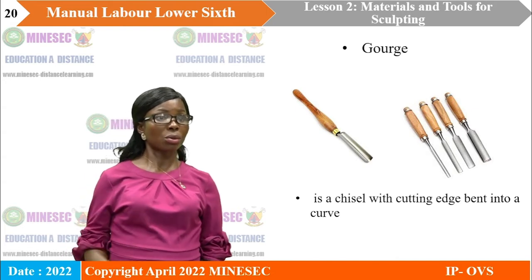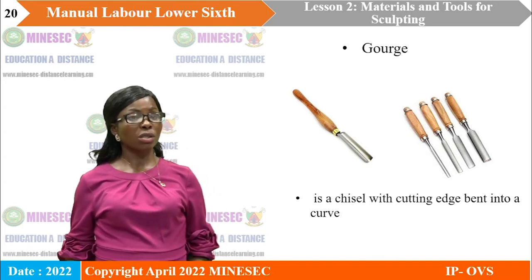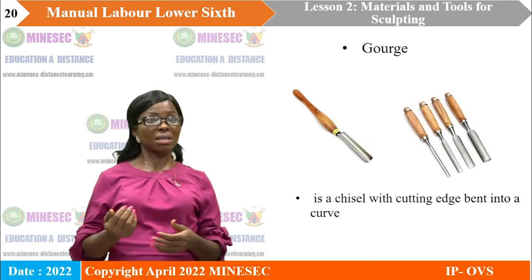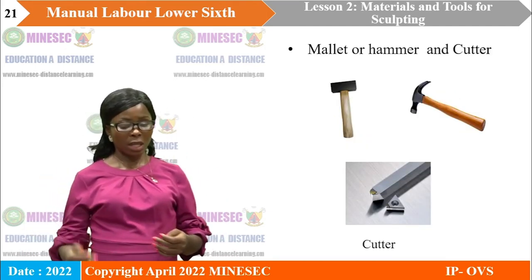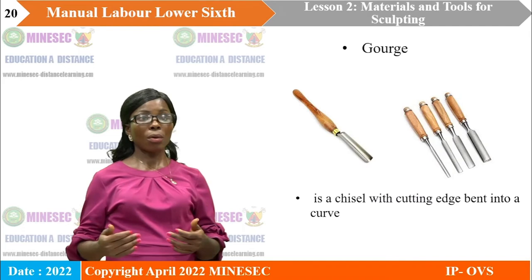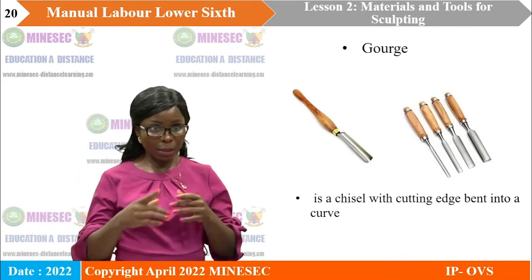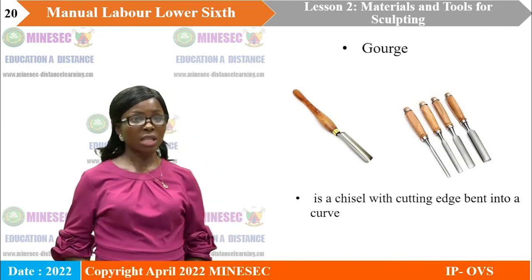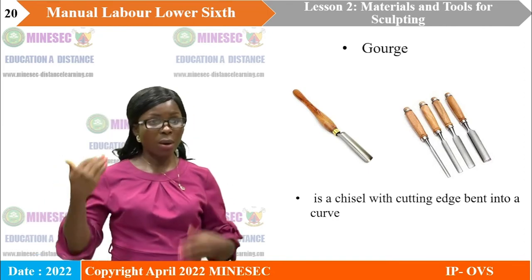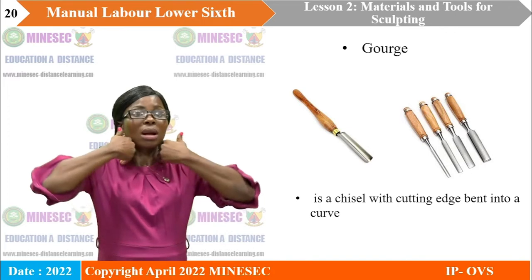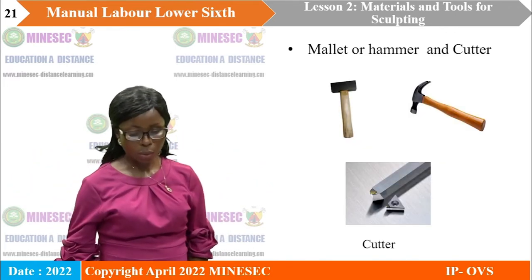And now we move to the second tool, which is a gouge. A gouge is also another type of chisel, which is used in cutting curved surfaces. For example, if you want to carve the eyes or carve stones, we use a gouge to carve those types of curved surfaces. Or even if you want to carve the neck, use a gouge to carve this.